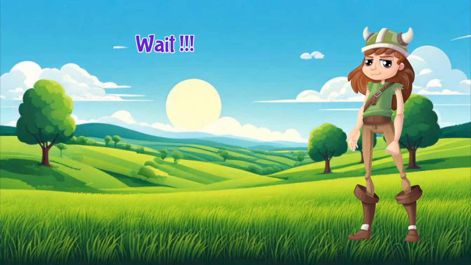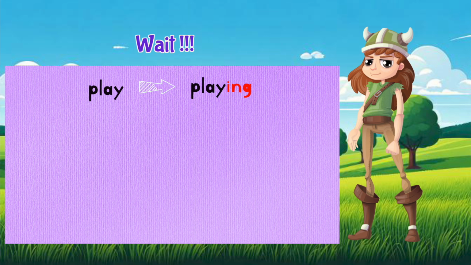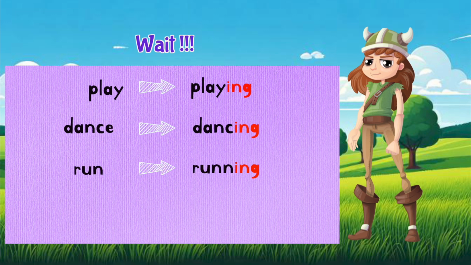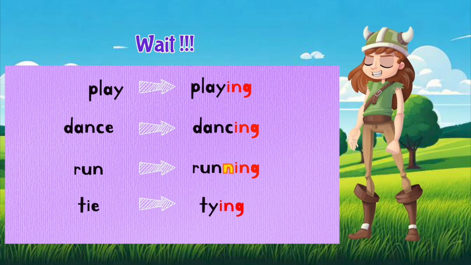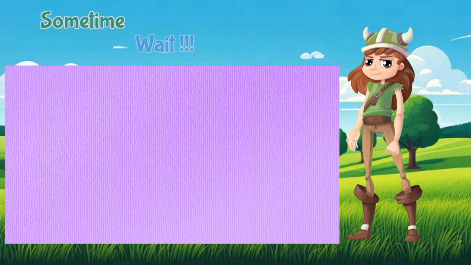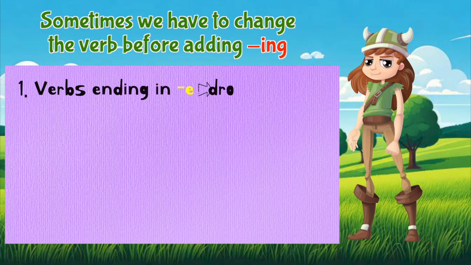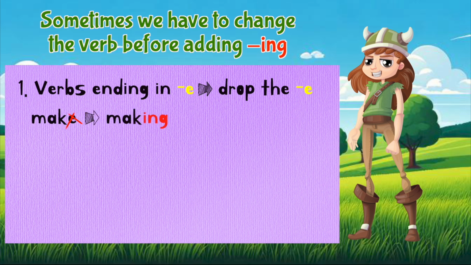But wait a minute. Play becomes playing. But dance becomes dancing. It drops the E. Run becomes running. We double the N at the end. And tie becomes tying. We change the IE into Y. Sometimes we have to change the verb a little before adding ing. For verbs ending in E, we drop the E and add ing, like make, making.